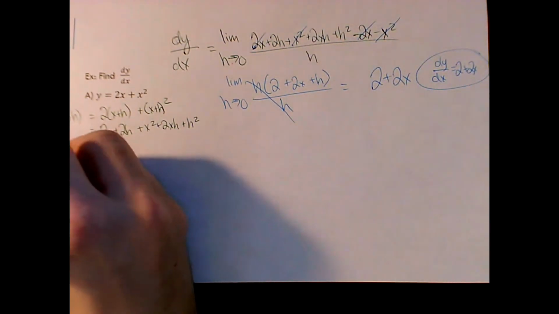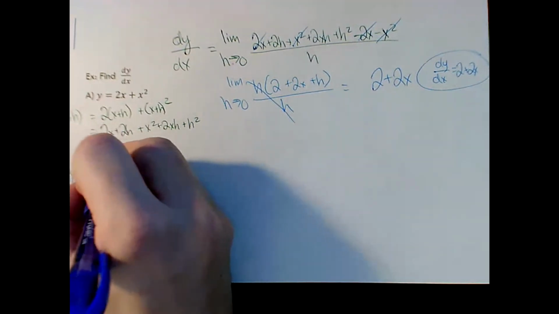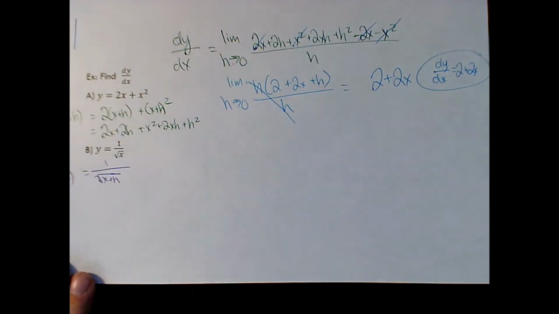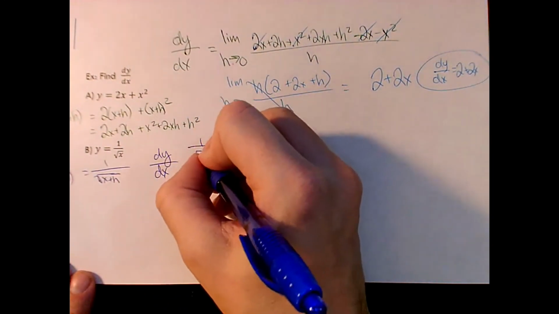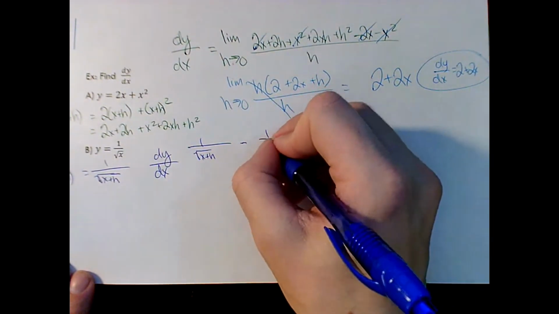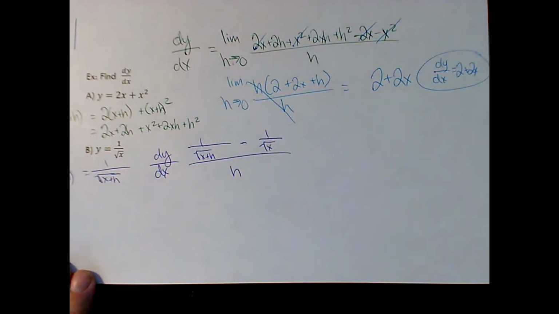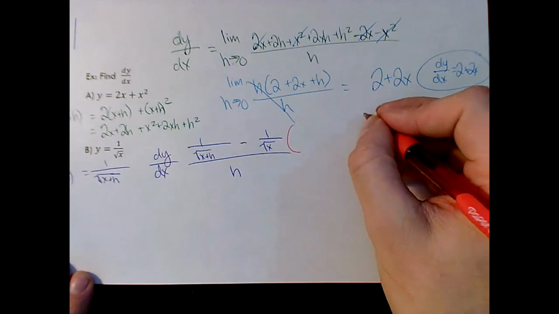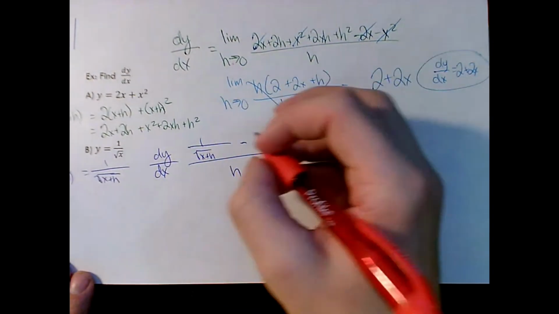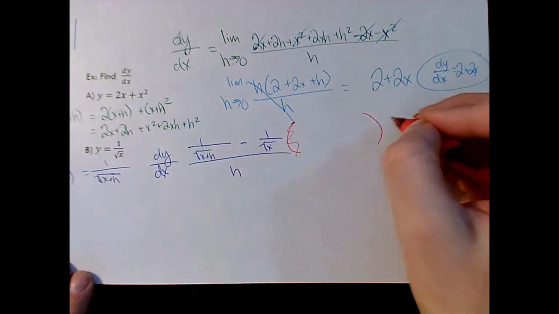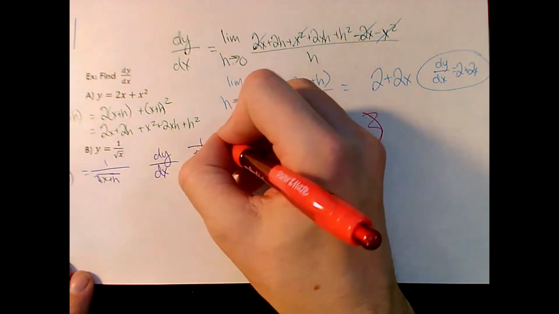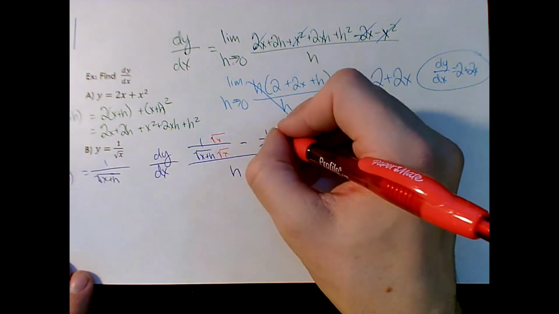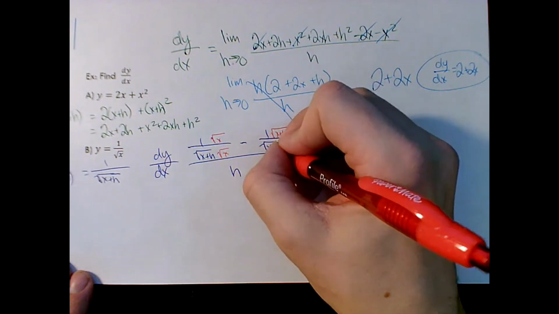F of x plus h is 1 over root x plus h. So dy dx, the derivative, is f of x plus h minus f of x over h. Let's rationalize that function by multiplying the top and the bottom of this one by, well, not yet. I'm sorry, not yet. I apologize. Let's get rid of that parentheses. Let's multiply this one by root x. Let's multiply this one by root x plus h, root x plus h.